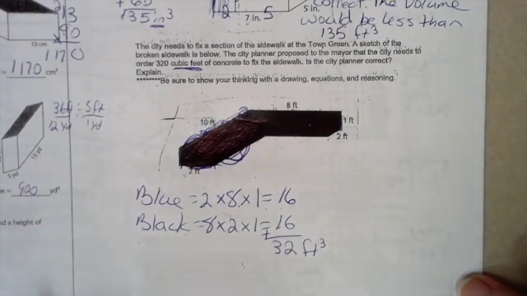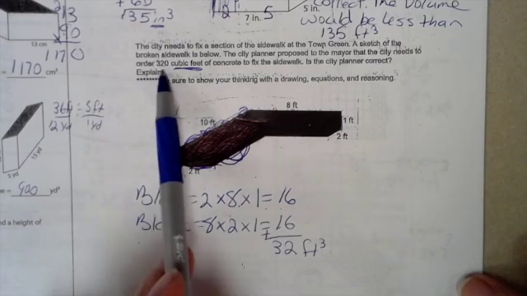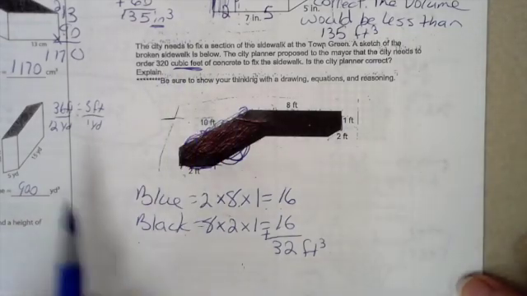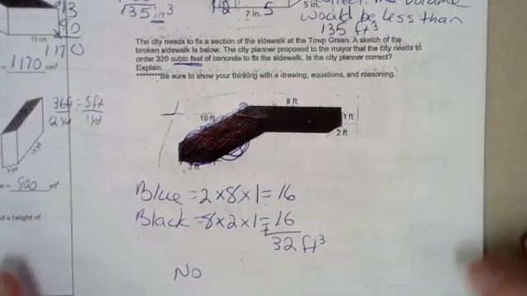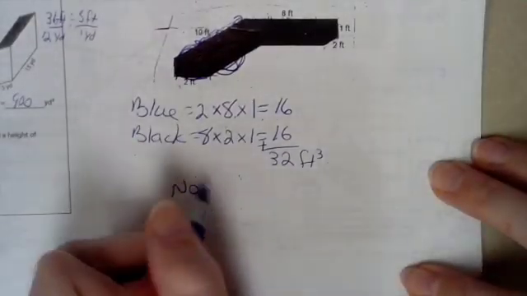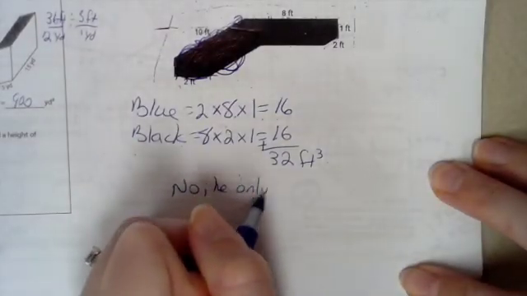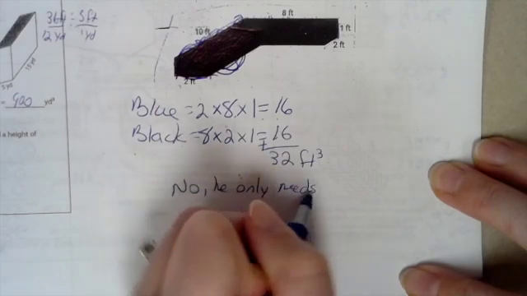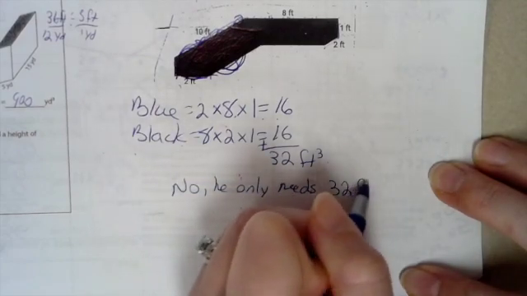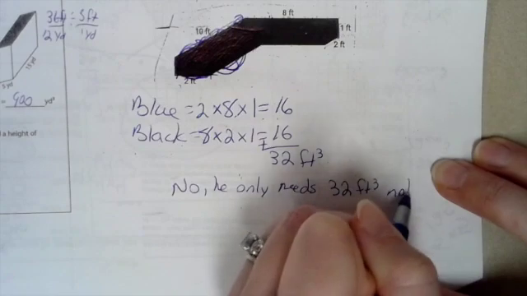So if they need 320 cubic feet, is he correct? No. He only needs 32 cubic feet, not 320 cubic feet.